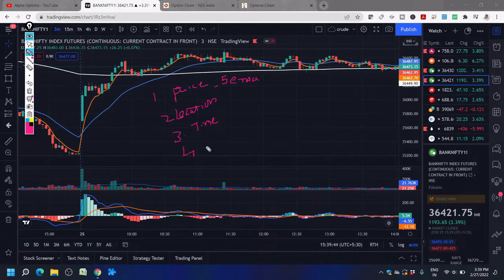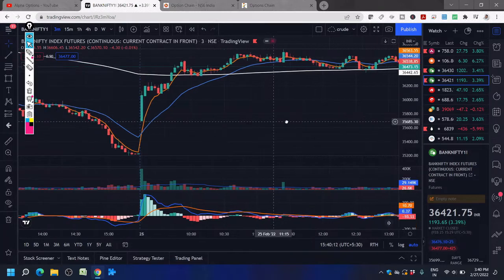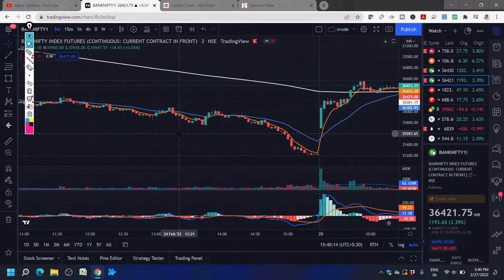Fourth is you can also combine with volume. If the volume is decent, then you can go, or you can use any of the indicators like MACD crossovers, or RSI, just to make it more powerful. So this is the technique. You can actually go and do a little bit of back testing here.